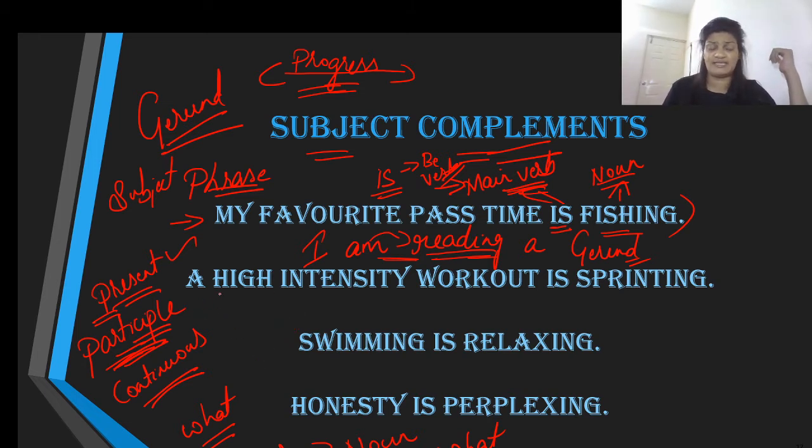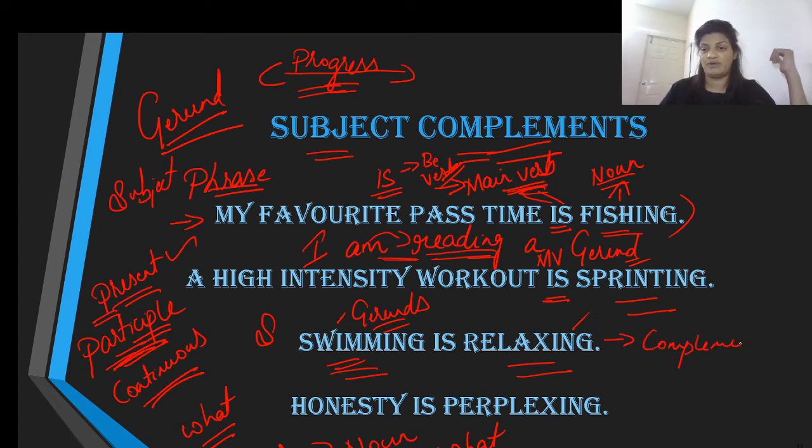When you take a look at the second example, "A high intensity workout is sprinting," again, "is" here is not your be verb, but your main verb. Similarly, "Swimming is relaxing." Now here, both swimming and relaxing are your gerunds. Here, swimming is your subject, and this is your complement. Both are ing verbs, and "is" is functioning like your main verb, and therefore relaxing becomes your complement.